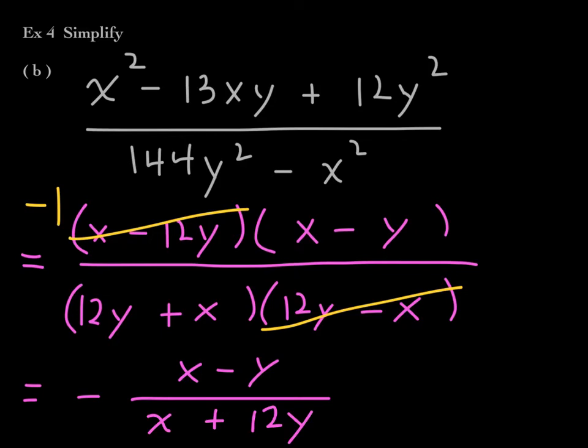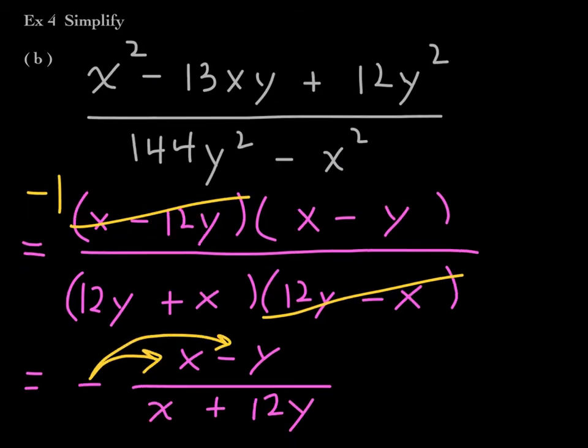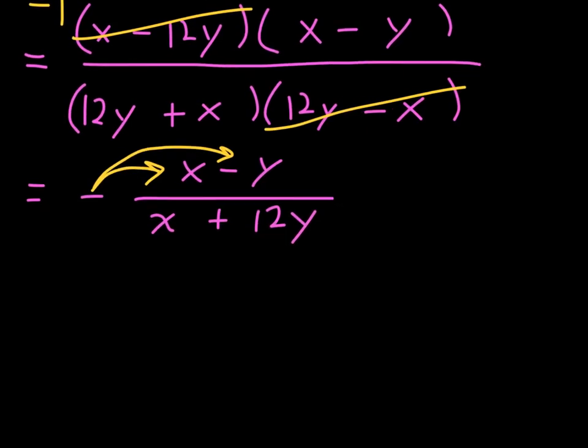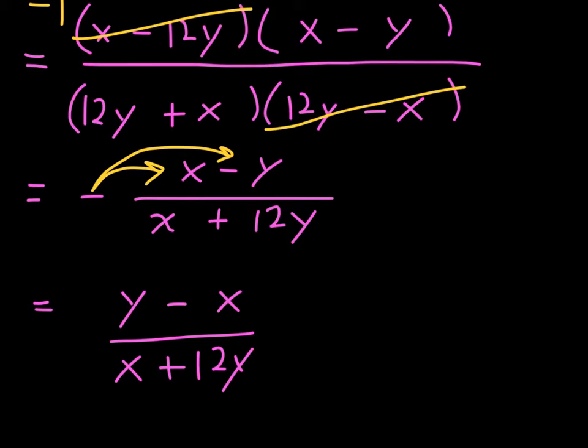Now, what you might want to do at this point is have fewer symbols by distributing this negative here, okay? And if you do that, your answer will look a little cleaner, if you will. So this negative makes this negative y a positive y, so I'll write that first. And then this negative makes the x negative, so negative x. And then the denominator x plus 12y. Okay?